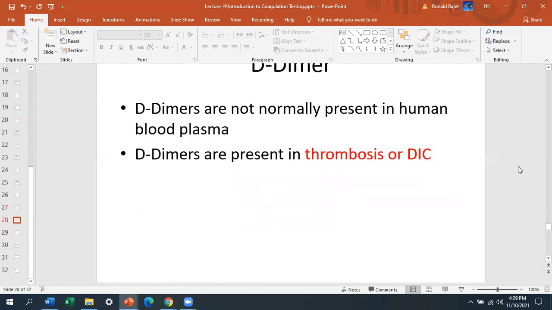The D-dimers are not normally present in the human blood plasma, but they're present in thrombosis or DIC. So you have to have thrombosis or DIC. The presence of the fibrin or the presence of DIC will stimulate the formation of D-dimers. Okay, so D-dimers are not normally floating around in your blood. It's a reaction to the presence of thrombosis or DIC.